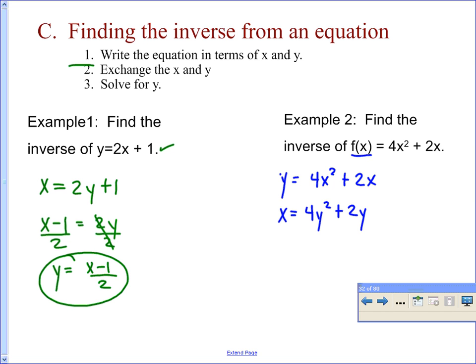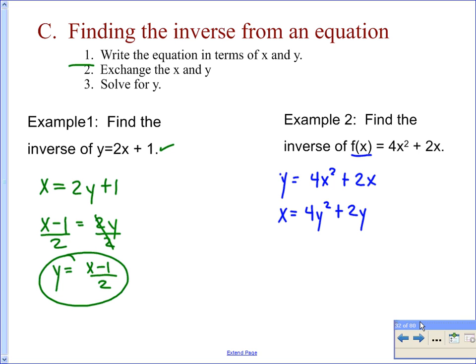And now when you go to solve for y, you notice that it's a little more difficult because you have a y squared, you have a y. What you're going to use is the quadratic formula for this. So I'm going to set this equation equal to 0 by doing this and bring in over my x. And then what I'm going to do is say that is my a value, that is my b value, and that is my c value.